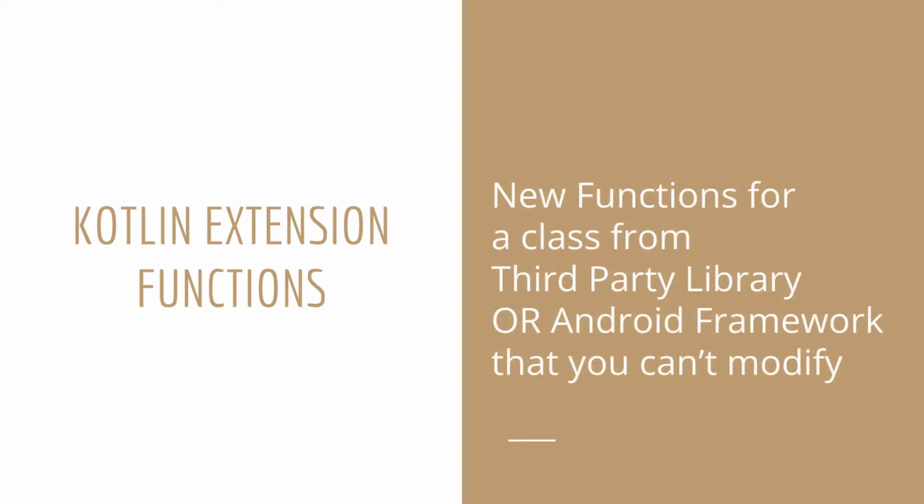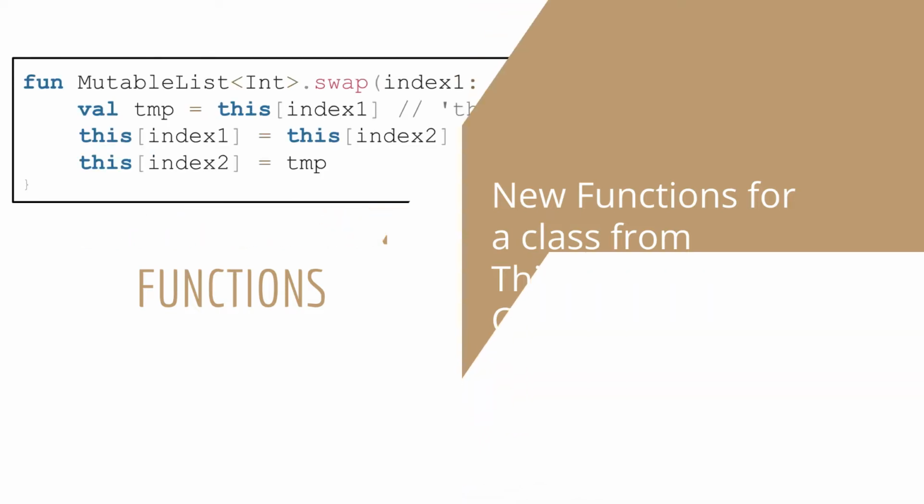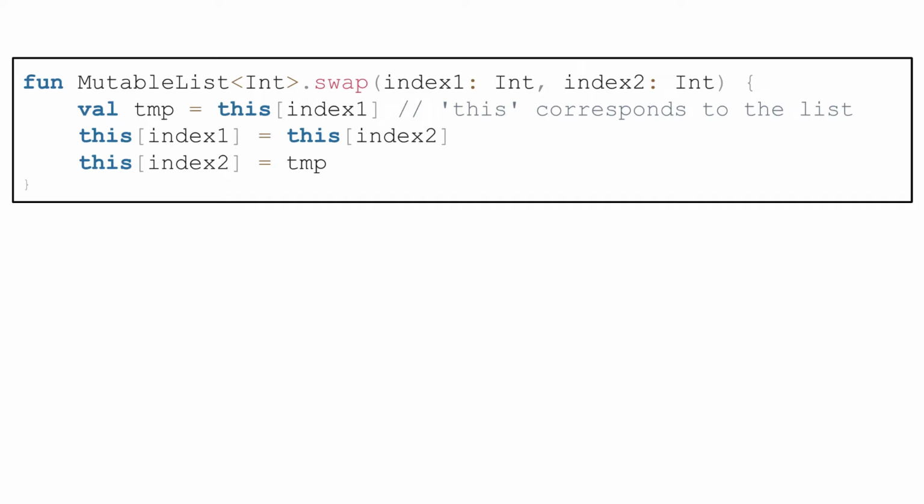Using Kotlin extension functions, you can write new functions for a class from a third-party library or Android framework that you can't modify. So how do you define an extension function? This is an example. This will add a swap function to a mutable list of Int. And the this keyword inside the extension function corresponds to the receiver object, the one that is passed before the dot.